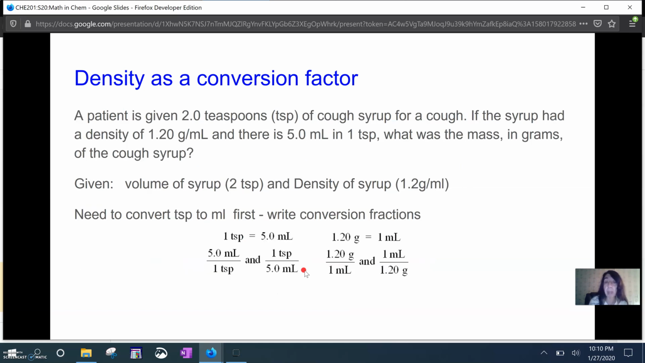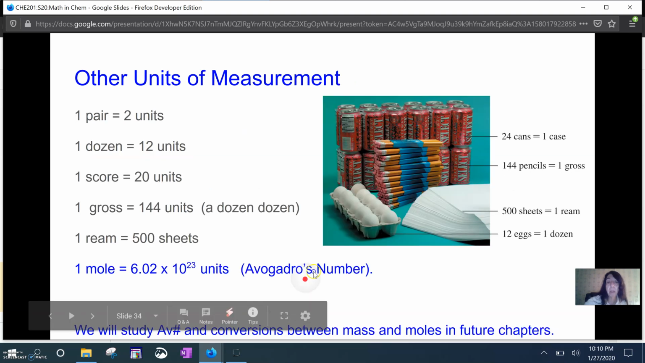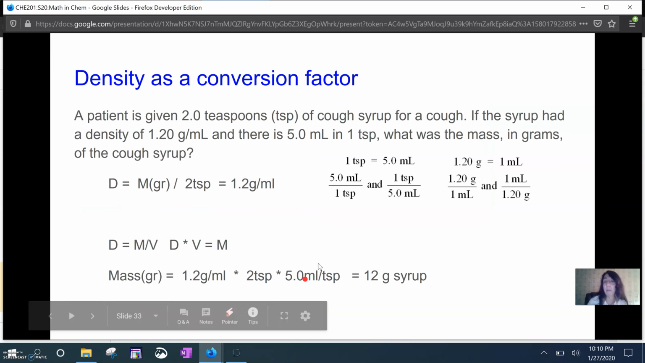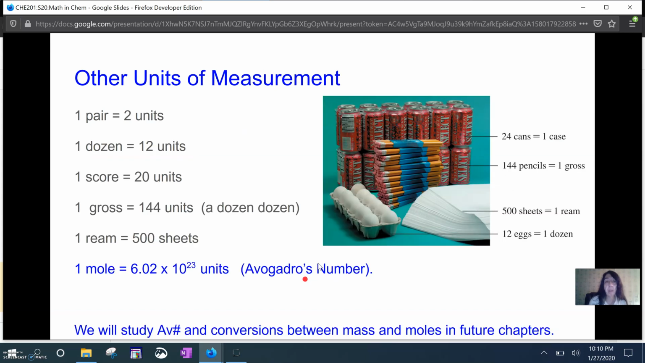You're going to write out your conversion factors. They'll either be given or you'll have to look them up, but you write out your conversion factors. And then you can convert from teaspoons to milliliters. So mass is equal to density times volume, and you have your density, but this time you're multiplying by the milliliters per teaspoon. So now your teaspoons cancel, your milliliters cancel, and you're left with 12 grams, and then you've solved this using density as a conversion factor.